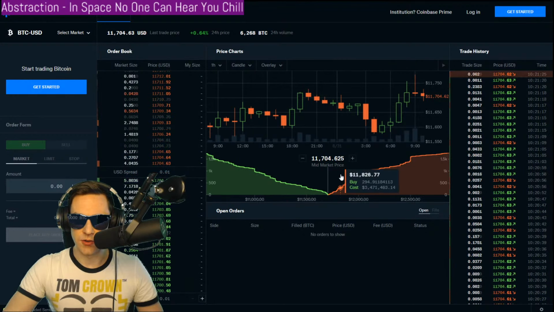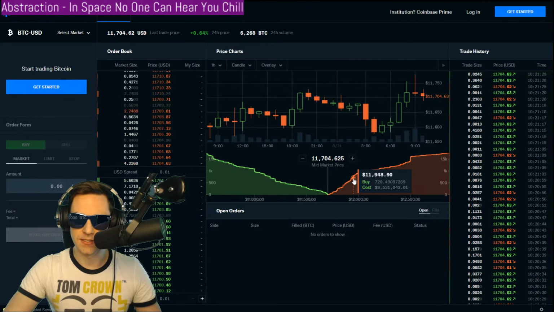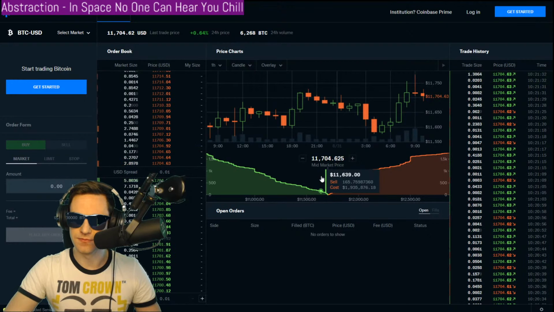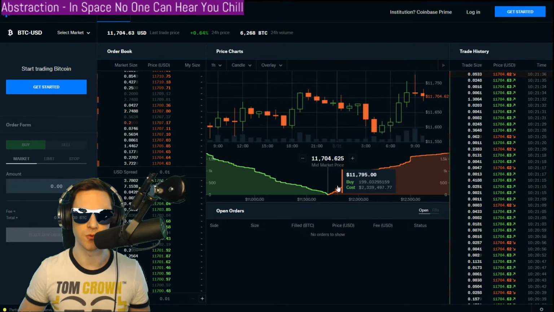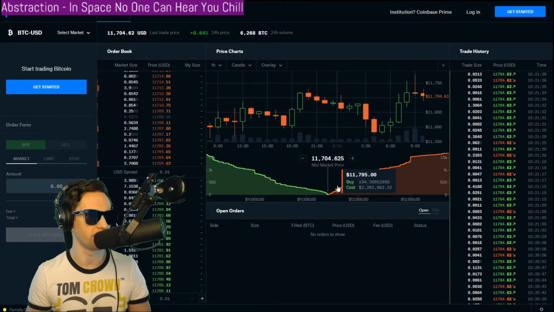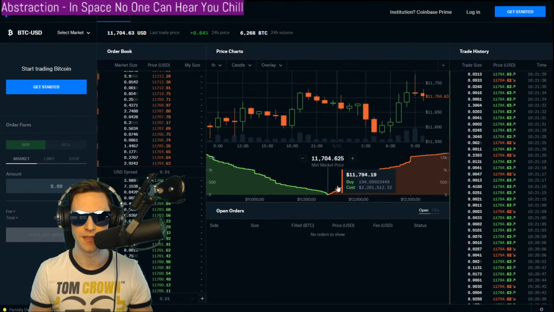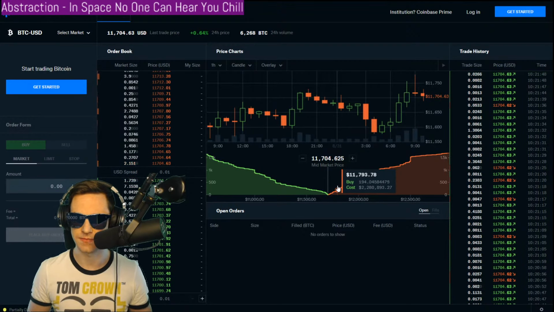Every exchange has their own order book. This one's Coinbase Pro. This one's kind of hard to see, so I have a few others pulled up. So Coinbase Pro's order book is going to be different than, say, Binance's. It's going to be different from Kraken's, different from Gemini. Each order queued up is unique to that exchange.